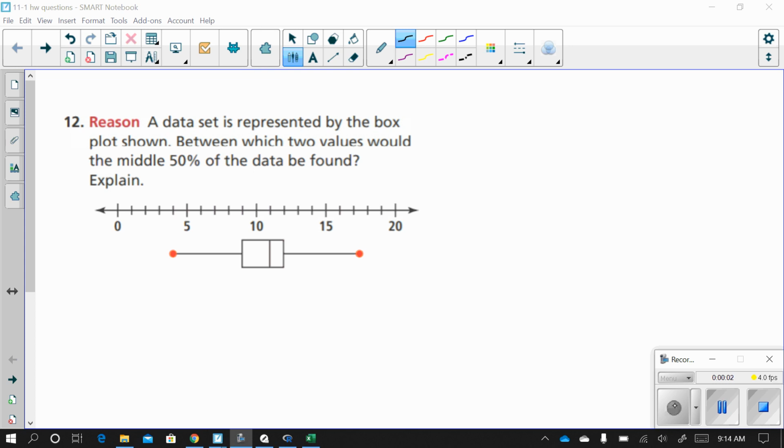All right, so I had a couple questions from 11-1 that we wanted to talk about, so here we go. Number 12: a data set is represented by the box plot shown. Between which two values would the middle 50% of the data be found?